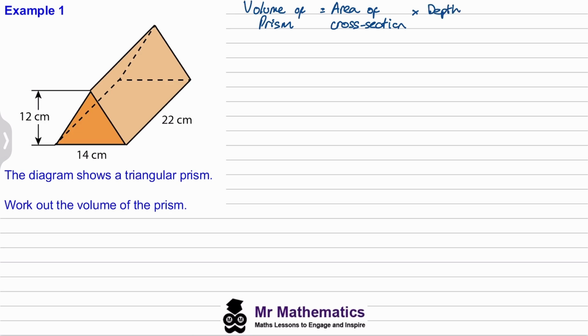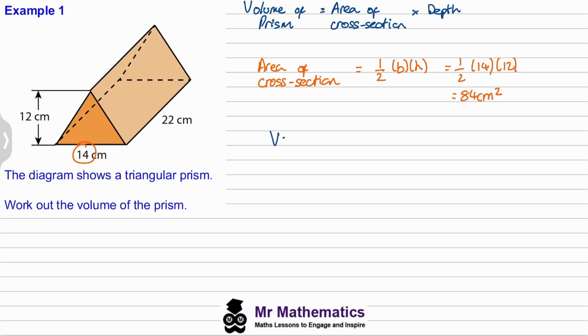So for this triangular prism, this will be the area of this triangle, which will be 1/2 of the base multiplied by the height. This is the standard equation for finding the area of a triangle. We know the base is 14 centimeters, and we're given the perpendicular height as 12 centimeters. So we can work this out as 7 multiplied by 12, and this will give us 84 centimeters squared.